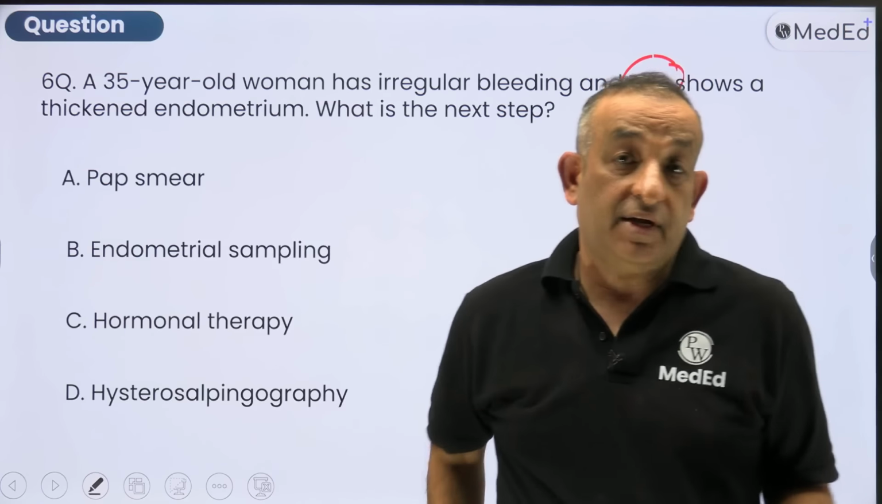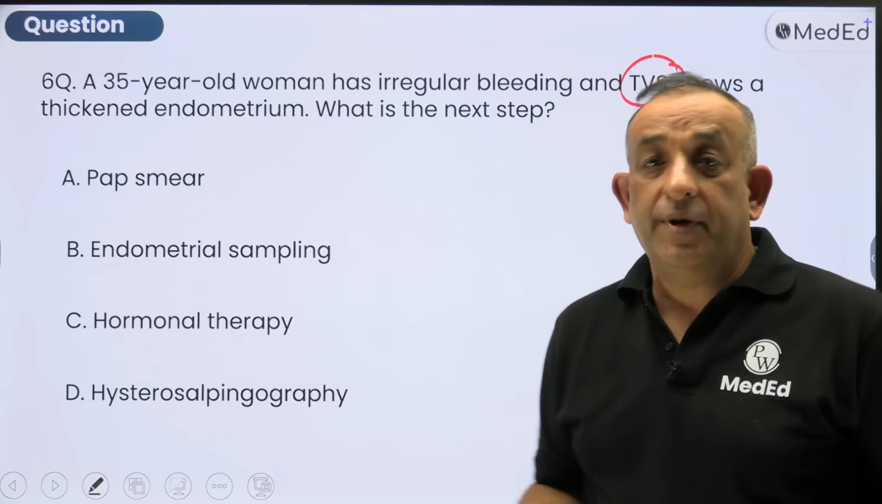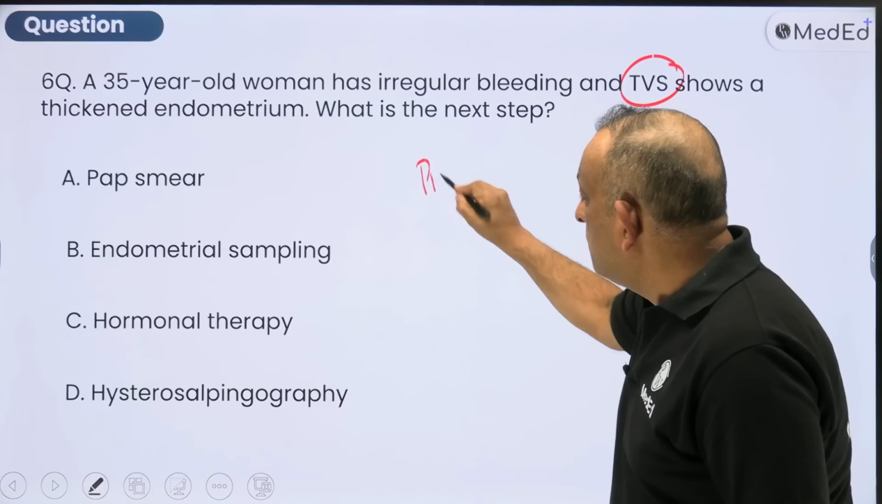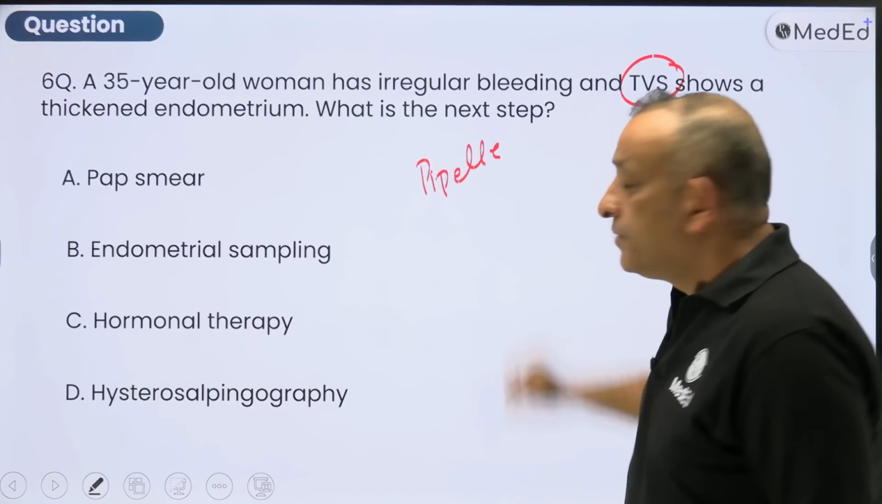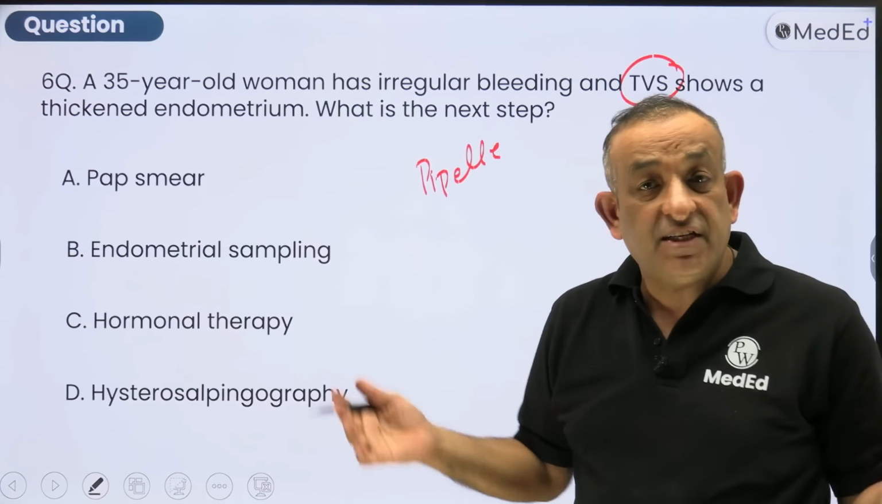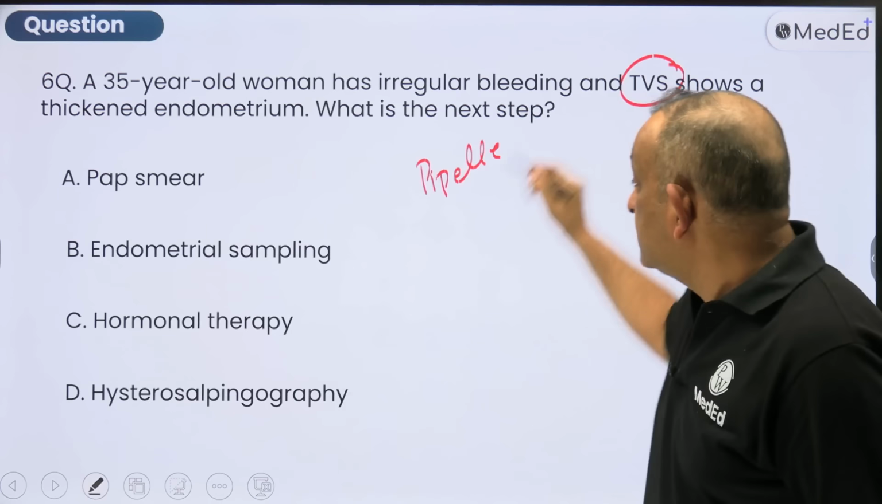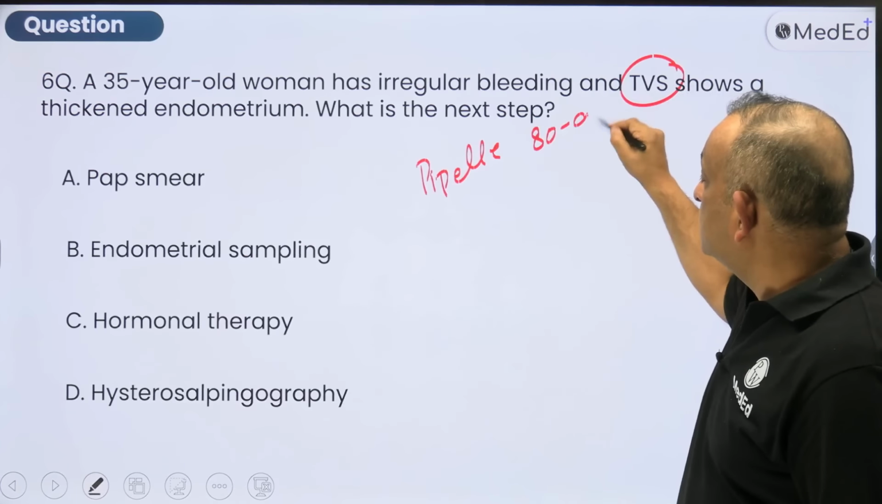Now, how can you take an endometrium in the OPD itself? In the OPD, you can do a very easy Pipelle biopsy, painless, without any anesthesia. You can do this easily. How can you do it? Even better, Pipelle is around 80 to 90% sensitive.